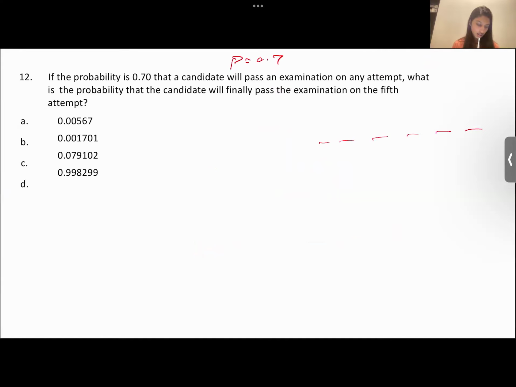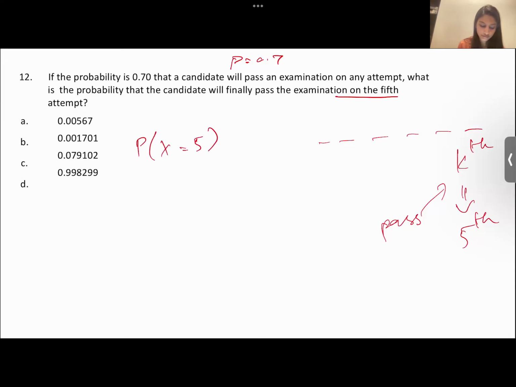So the probability is 0.7 that a candidate will pass an exam on any attempt. On the kth attempt, the candidate will pass. So this is like a geometric distribution. What is the probability that the candidate will finally pass the examination on the 5th attempt? So here k is 5. You need to find the probability of x is equal to 5, that he passes on the 5th attempt.